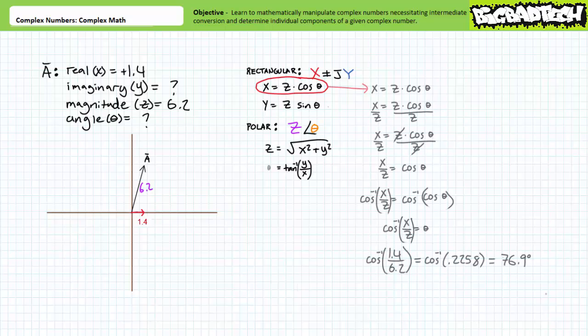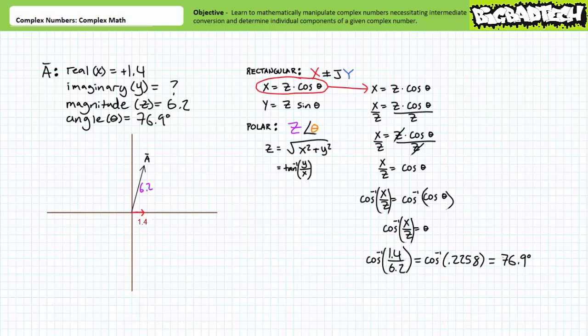angle. Rearranging the conversion and taking the inverse cosine of both sides, we arrive at the angle equals the inverse cosine of the real component over the magnitude. Substituting our given values yields an angle of 76.9 degrees. Now what? We've got 3 knowns, the magnitude, the real component, and the angle, and 1 unknown, the imaginary component.